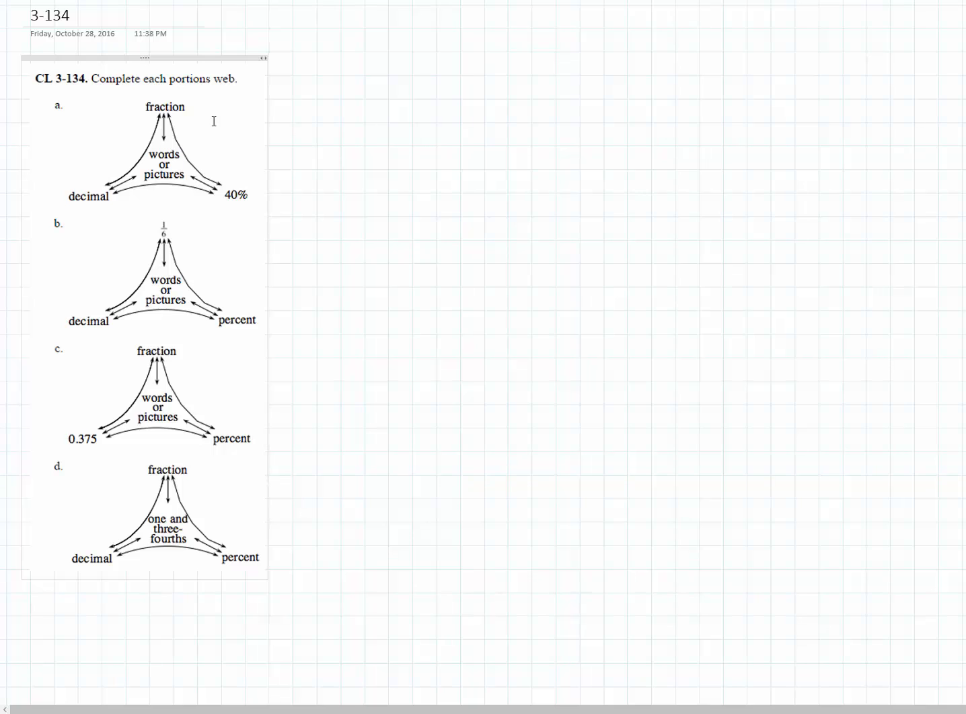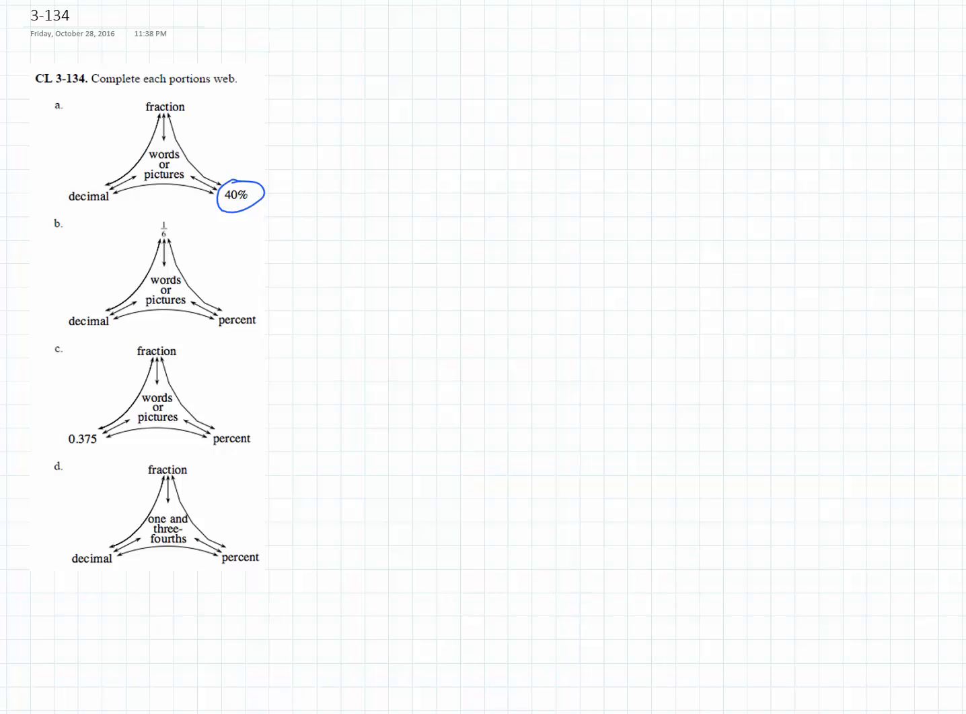3-134, we're doing the portion webs. And really, I think we're pretty good with portion webs, so let's go ahead and take a look at how we would do this one. So for A, they give us 40%. So 40% I think should be fairly easy.